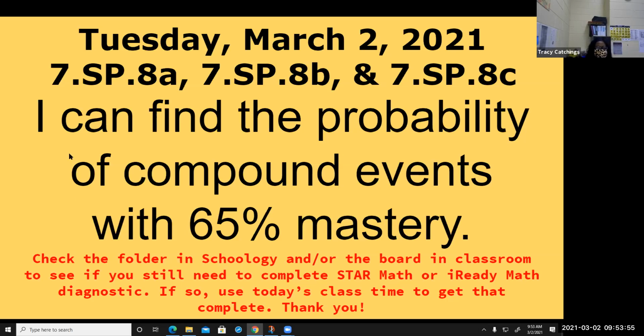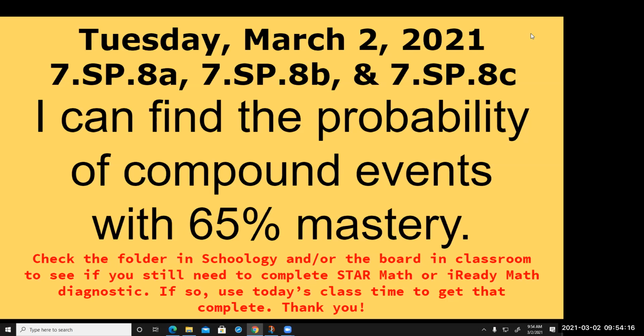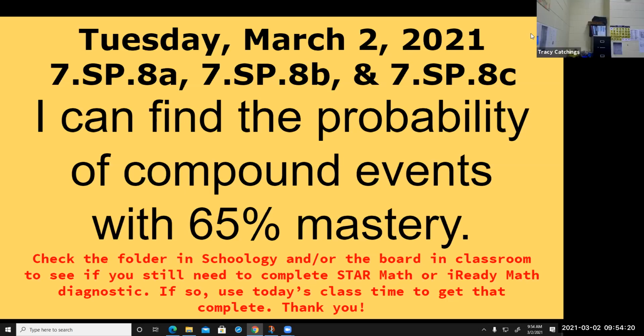All right, so today we're going to go ahead and keep it moving. Today is Tuesday, March 2nd, 2021, 7 SP 8A, 8B, and 8C. I can find the probability of compound events with 65% mastery. Now, since last week, we've been looking at probability. How do we find probability? What have we been doing? What did we do yesterday?